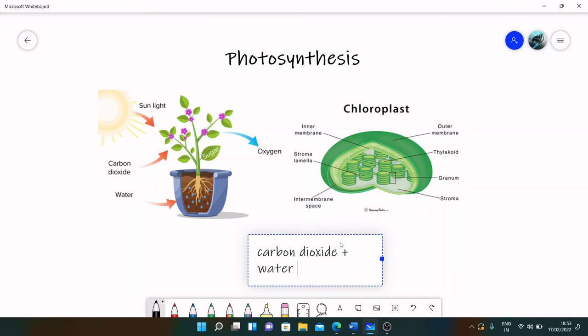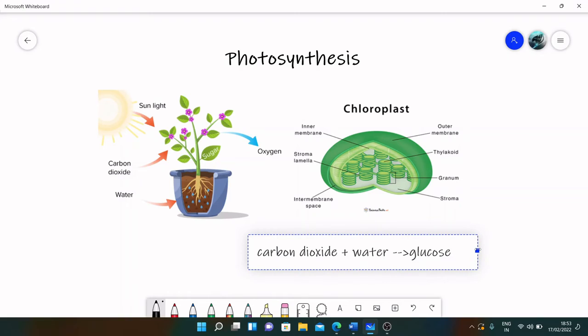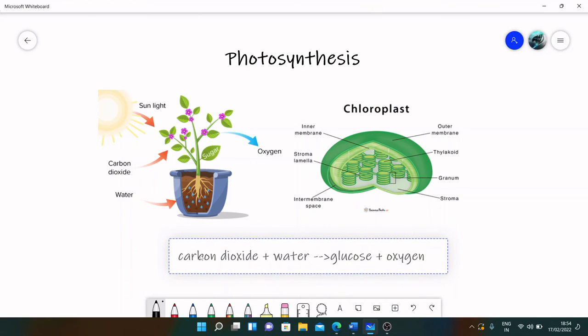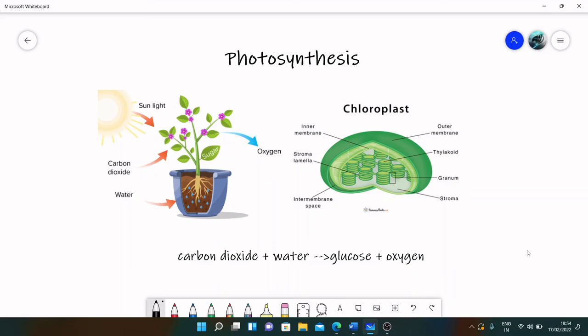plus water, which gives us glucose plus oxygen. This is the photosynthesis reaction that occurs that gives the plants the energy they require. And when we're talking about sunlight, it would be written right here. Sunlight helps this reaction.